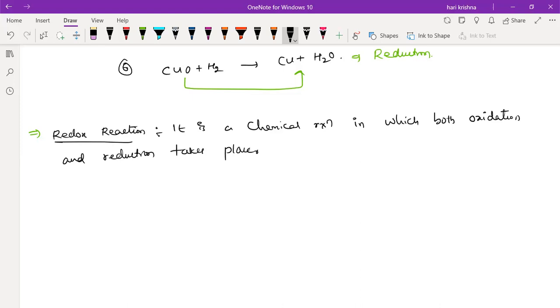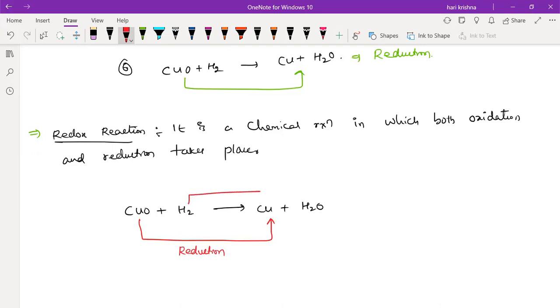If you take the 6th example itself, CuO plus H2 will form Cu plus H2O. If you take Cu, there is removal of oxygen, and removal of oxygen means reduction. H2, what is happening? Adding of oxygen, and adding of oxygen means oxidation. Do you understand this example? Or any doubts?